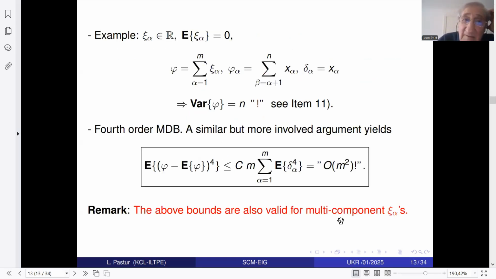And the last facts, these are good examples. Take random variables just independent, identically distributed, yes.